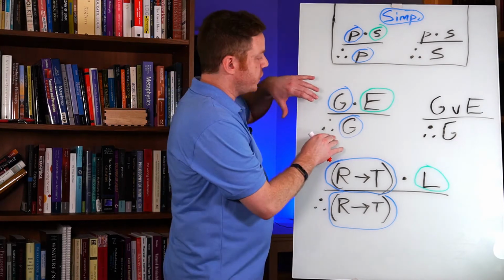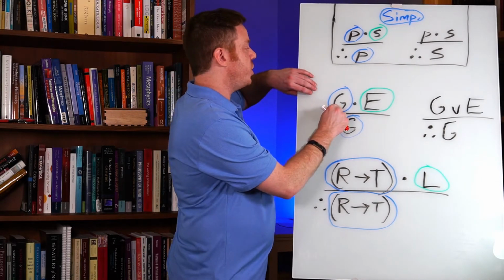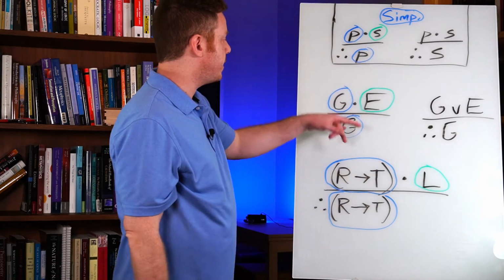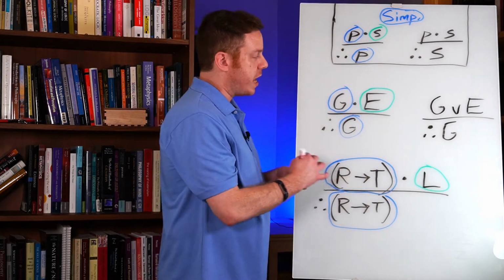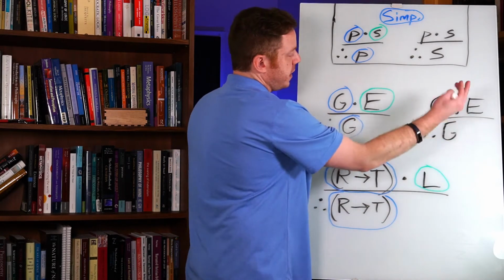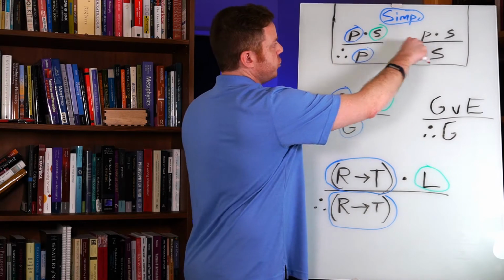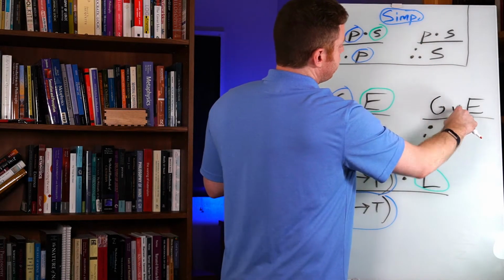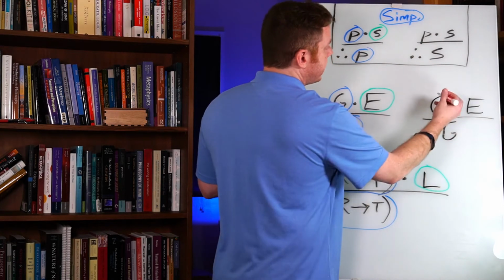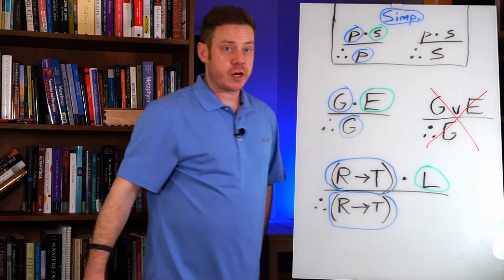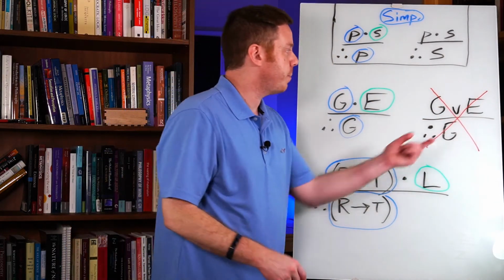So here's an example where we plugged in G for P, and here we have E for S, right? So you can get that. However, notice this is different. Instead of an and, which is a conjunction, you see a V, that's or, and that does not work. You cannot simplify a disjunction. That doesn't work because it's or.